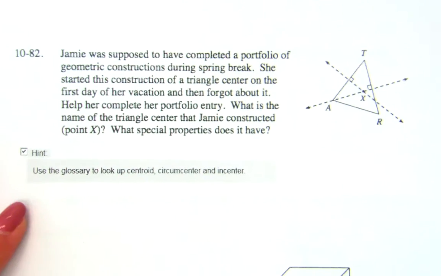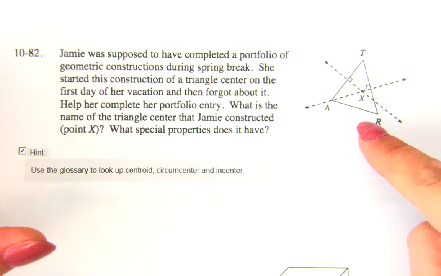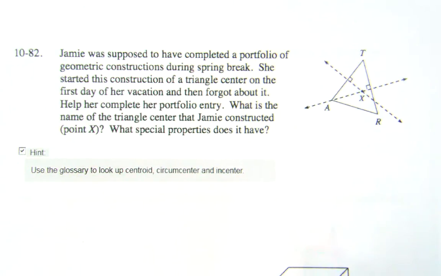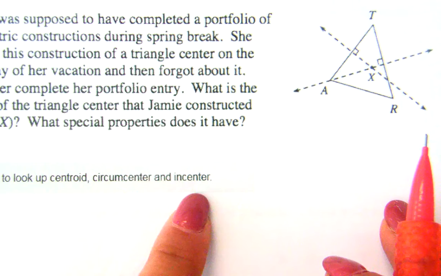Let's see. Jamie was supposed to have completed a portfolio, and she started her geometric construction and never really finished it. What's the name of the triangle center that Jamie was constructing, or constructed, technically X, and what special properties does it have? So this is what we were starting to do, or this was the question, I think it was 91, where you had to plot the points and it was a town and then you had to make a circle around it. So she was actually constructing the perpendicular bisectors of every single part of this triangle. So the question is, which one is it? Is it a centroid? Is it a circumcenter? Or is it an incenter?